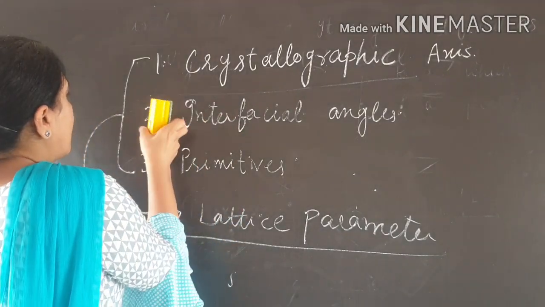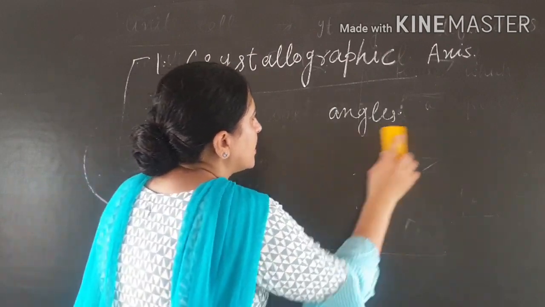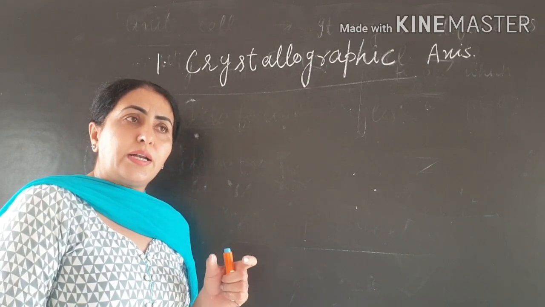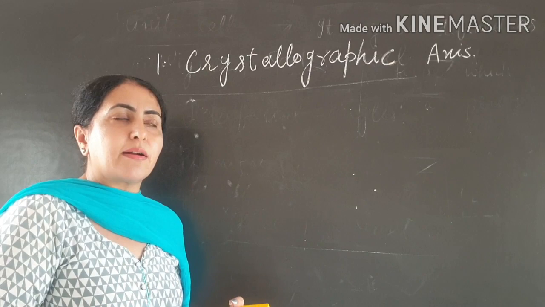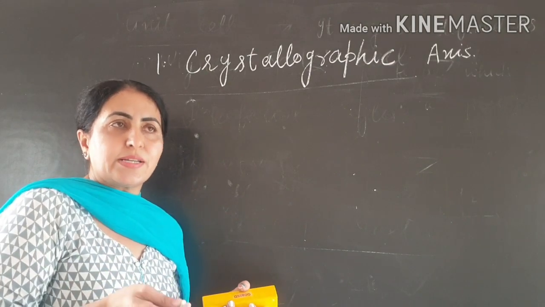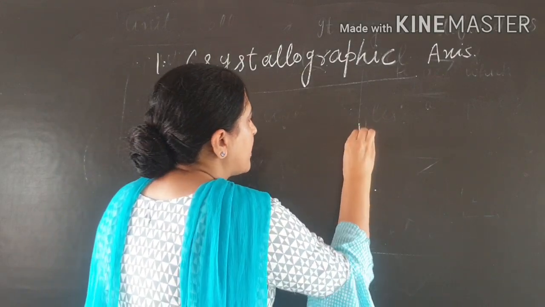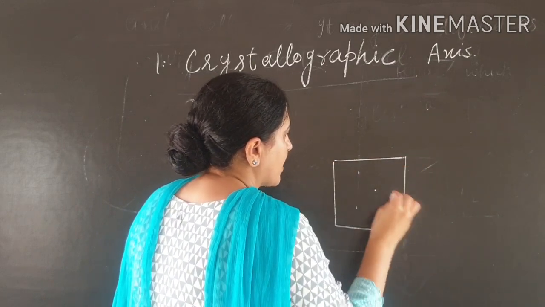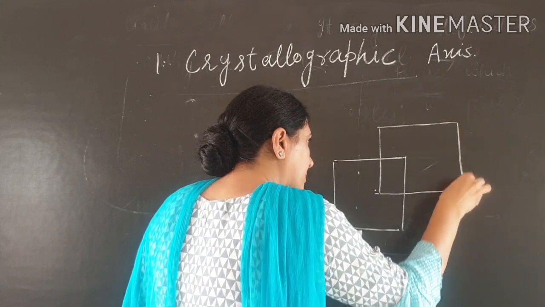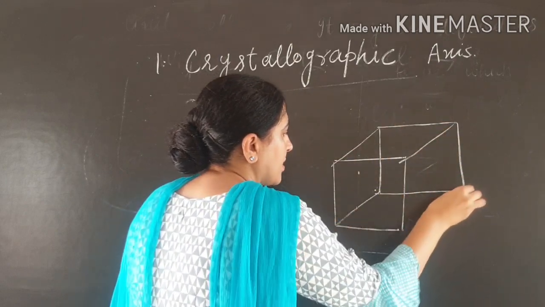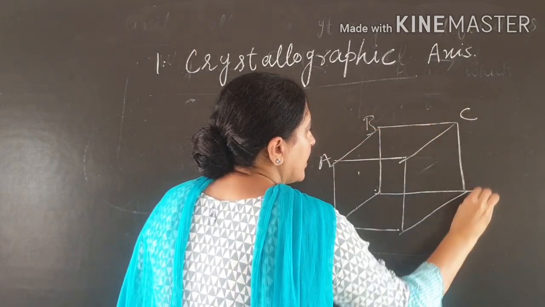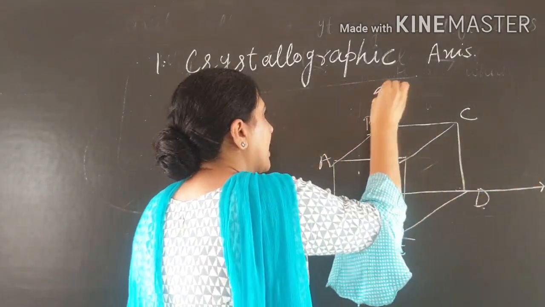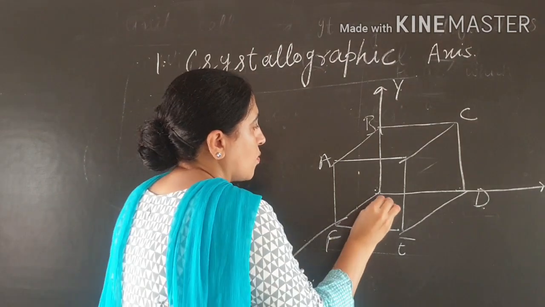So first, crystallographic axis. So in three dimensions, the unit cell is also called a fundamental unit, also called a lattice pattern. Other names of it: lattice pattern, fundamental unit, also unit cell. Clear? So in three dimensions, the unit cell is like a parallelepiped. So if this is a cube or a parallelepiped like this, I name it A, B, C, D, E, F. Clear? And these are the X, Y, and Z. And this is O. Clear?